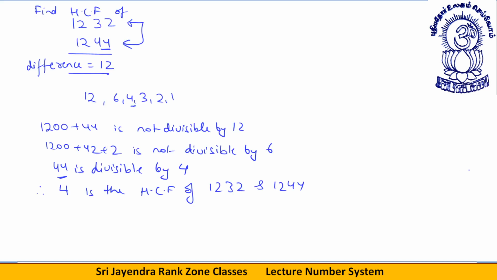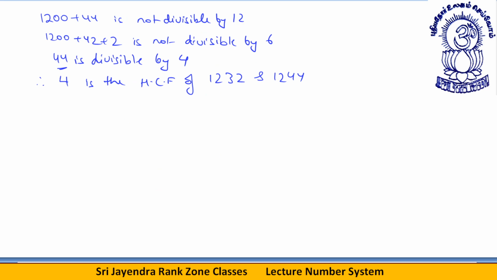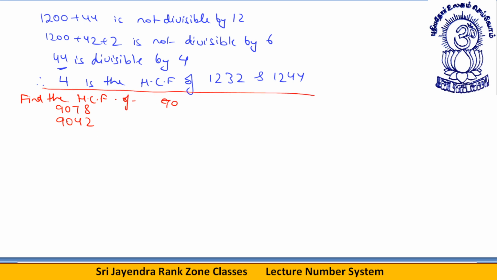Just give me a second. Let's say the two numbers are 9042, 9078. Okay, find the HCF of 9072, 9078, and 9042. What is the difference of these two numbers, dear students?